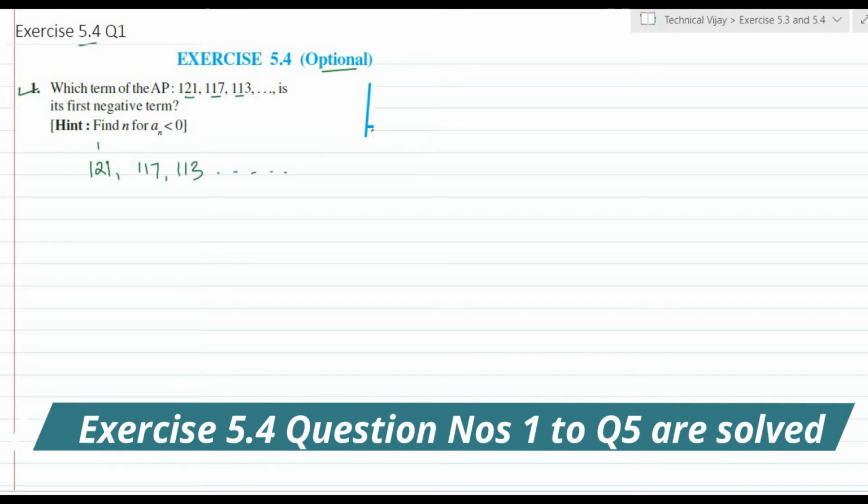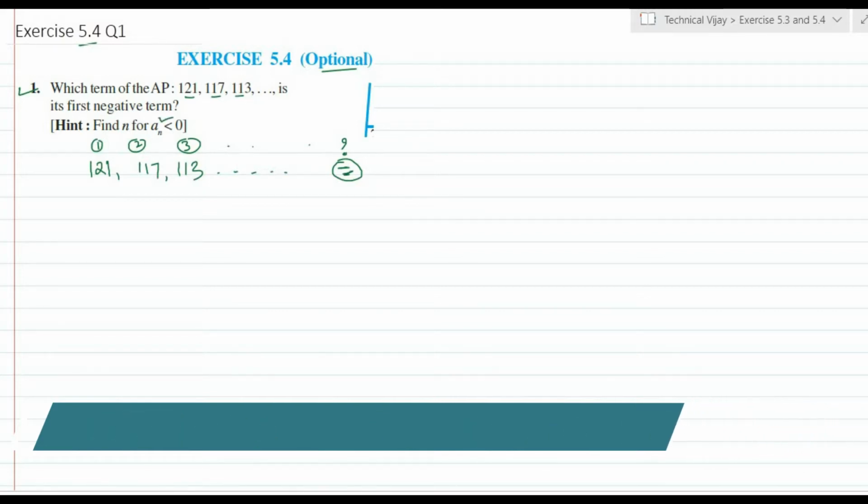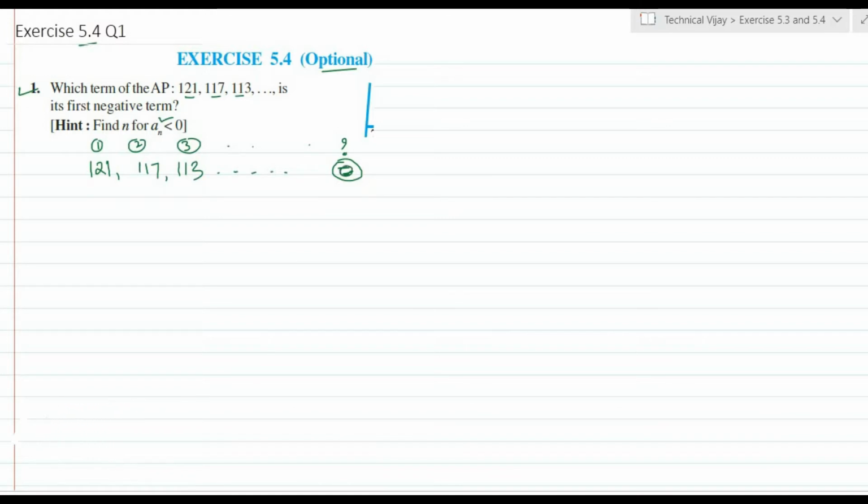This is at the first position. This is at the second position. This is at the third position. So like this, at what position will this value become the first negative term? This will be the first negative, meaning after 0. Here he has given that an must be less than 0. That is, after 0 the negative terms will come.